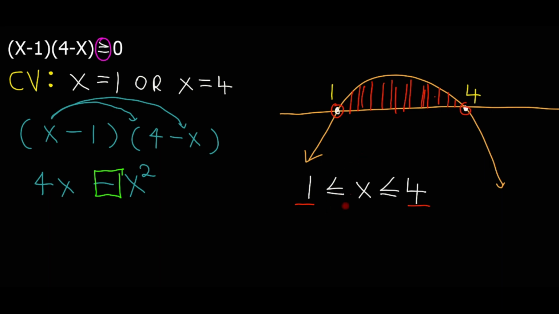So 1 is less or equal to x, and then x is less or equal to 4. So this is our solution. And then remember, when you need to use interval notation, you will say x is an element of, and then use the included bracket because of this inequality, and then 1 and then 4. So it means our solution is from 1 until 4. So this is our answer anyway.